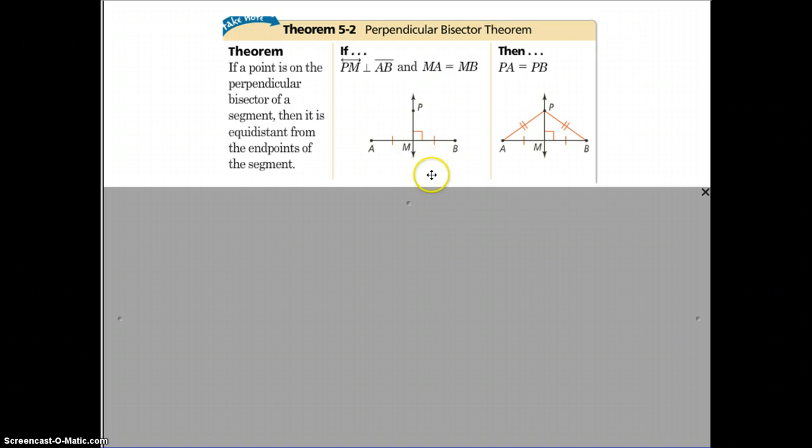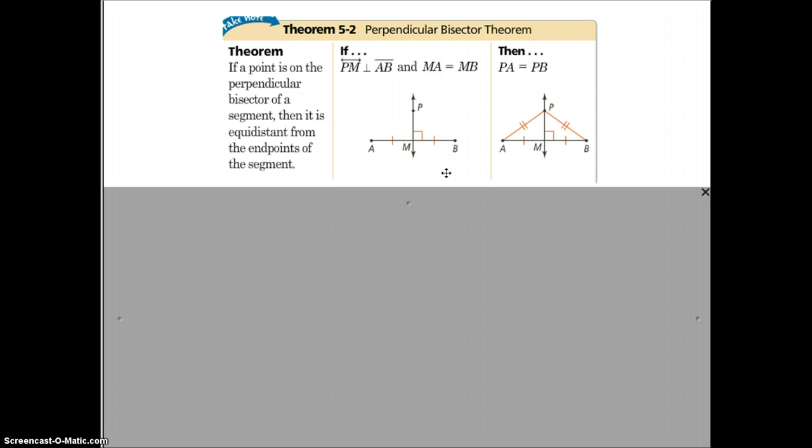So in this picture we have line PM is perpendicular to segment AB, and the length of MA equals the length of MB. So that means M is our midpoint. So line PM bisects segment AB. So that's what we have here, is a perpendicular and a bisector at the same time.